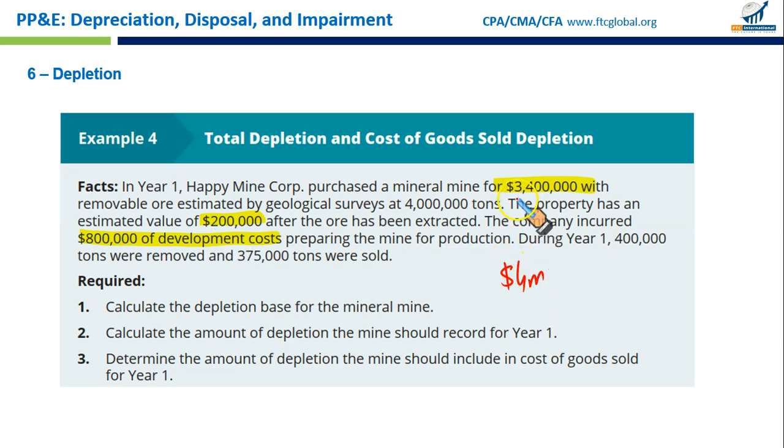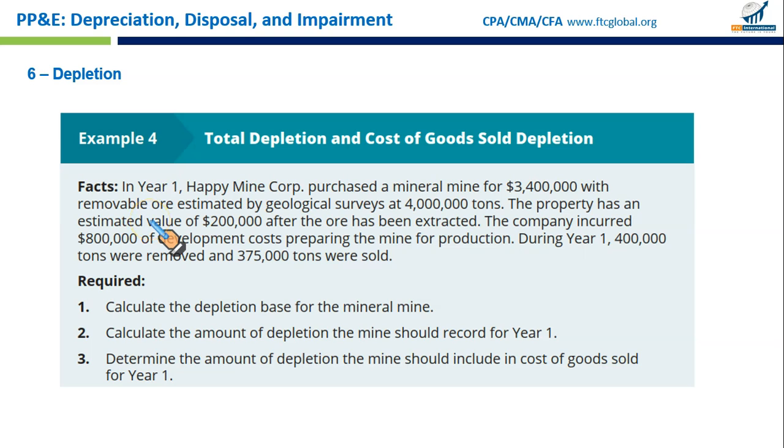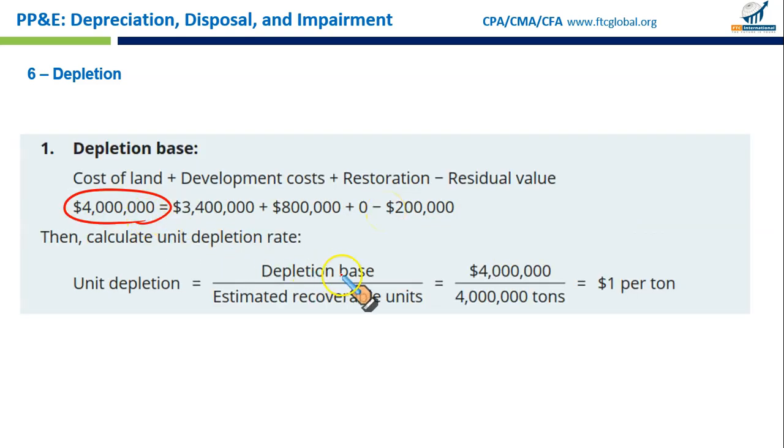It's a very straightforward calculation. This plus this less this. So that's the answer to the first question. Calculate the depletion base for the mineral mine. That's it, $4 million. Now let's say if we have to calculate the depletion rate, it says there are 4 million tons of ore available. So that means $4 million depletion base, 4 million tons. So that means the depletion rate is $1 per ton.